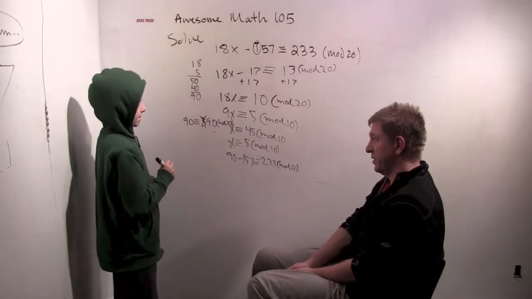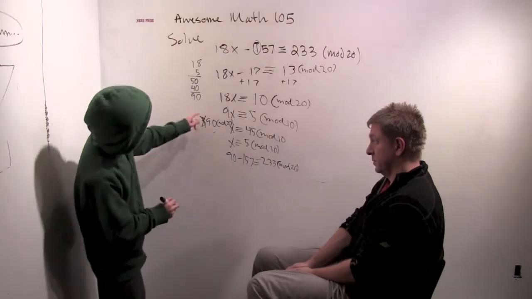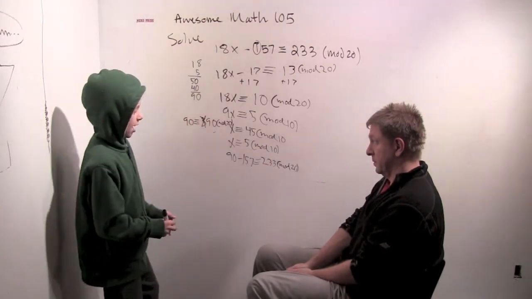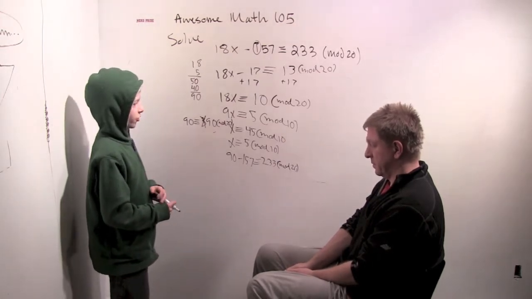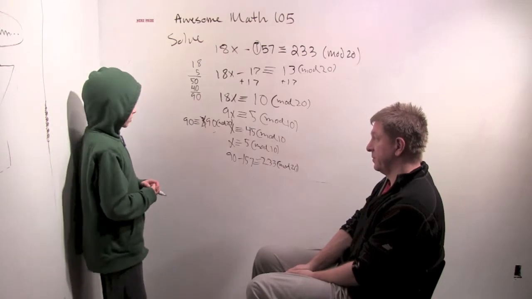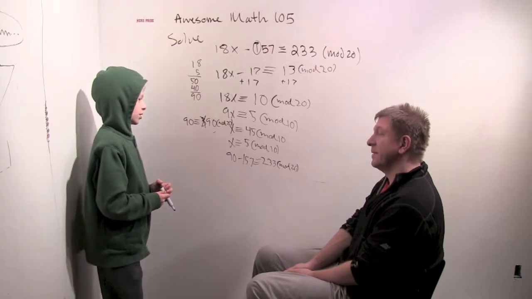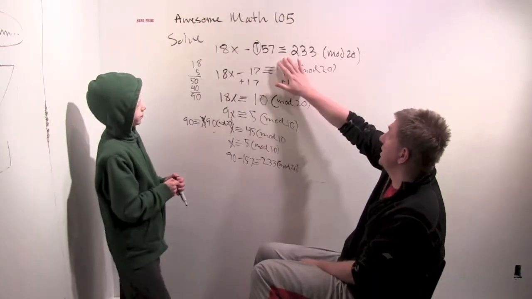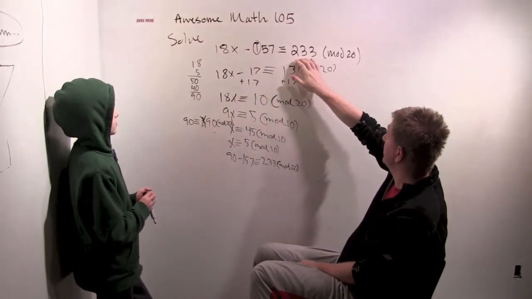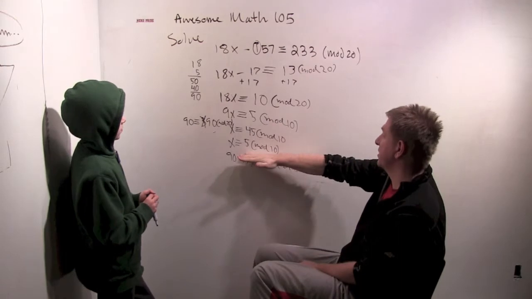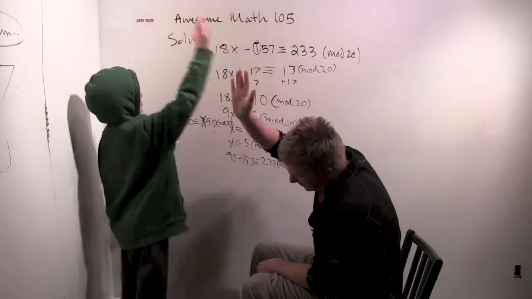Why can we ignore the 300 part? Because you can make any number of 100s out of 20s, because 20 times 5 is 100. Very good observation. So it looks like they are congruent mod 20. So we found this very complicated equation, 18x minus 157 congruent to 233 mod 20, had a solution: x is congruent to 5 mod 10. Pretty cool, right? All right, good work on that.